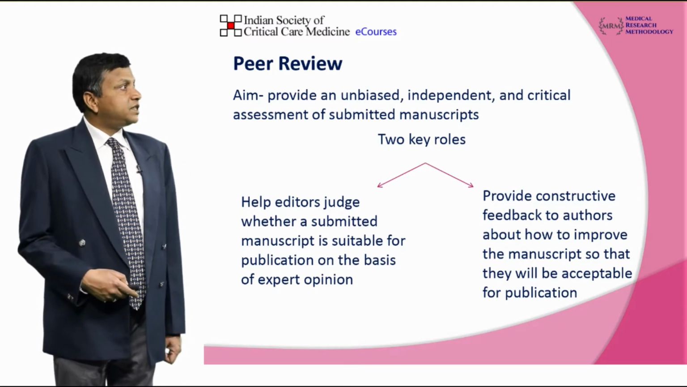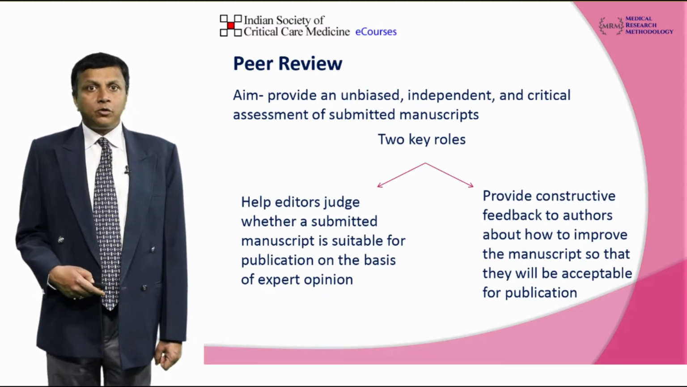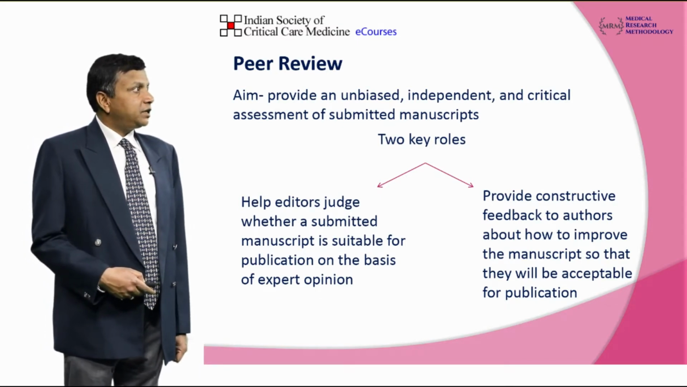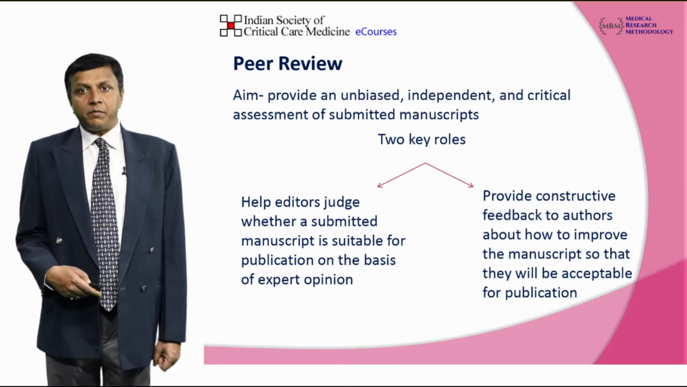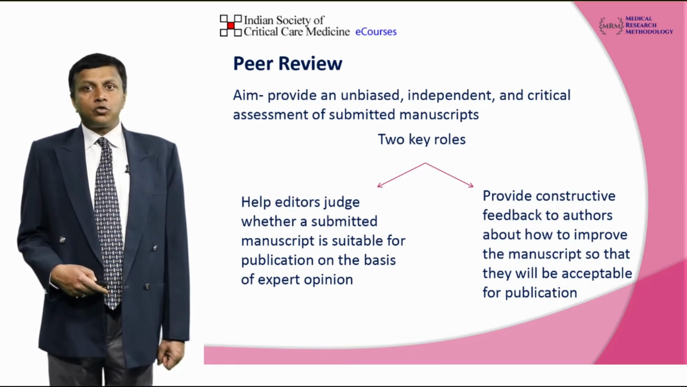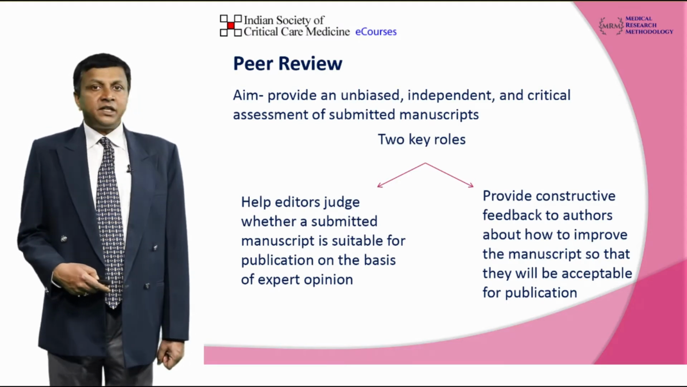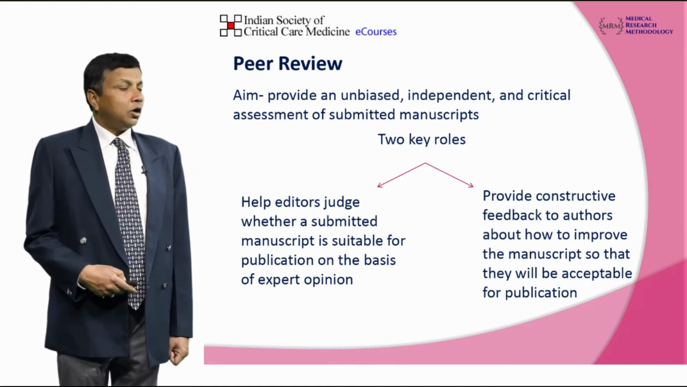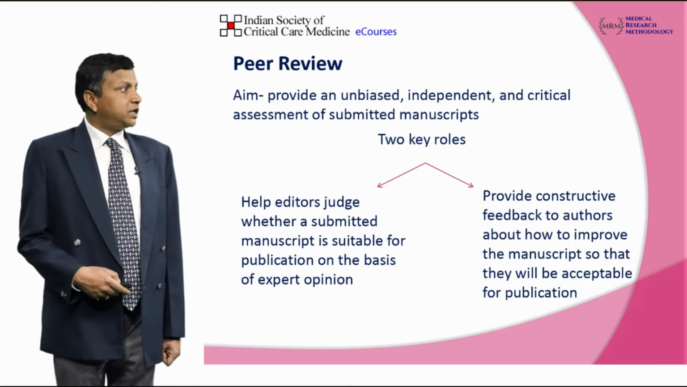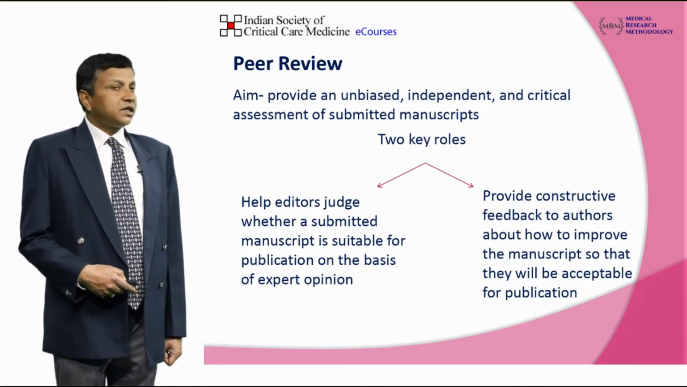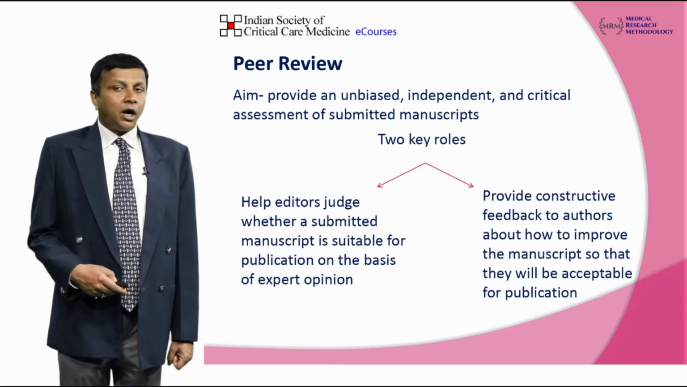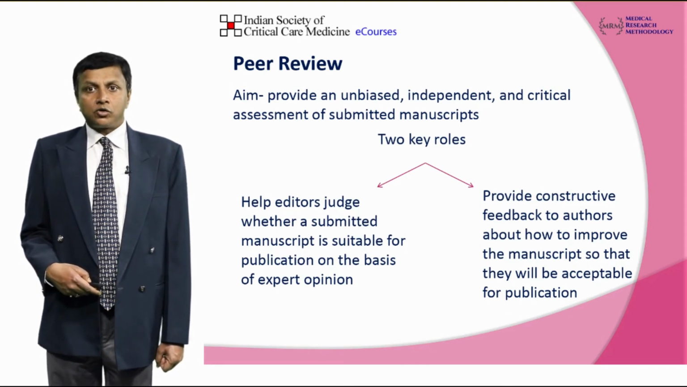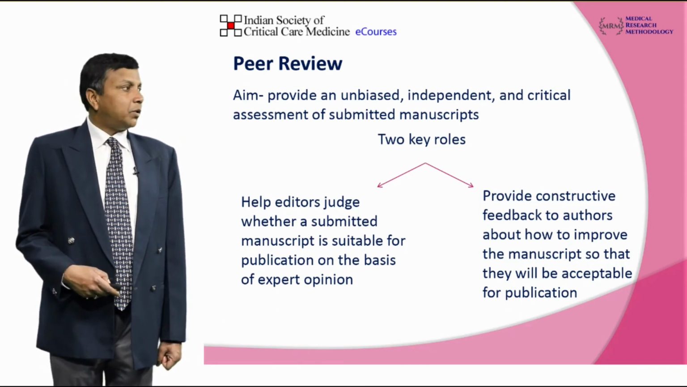Now, peer review is a very established process in any good journal. The aim of peer review is to provide an unbiased, independent and critical assessment of the submitted manuscripts. This subserves two key roles. One is that it helps editors to judge whether the submitted manuscript is suitable for publication on the basis of the expert opinion of the reviewers, and two, it provides constructive feedback to the authors about how to improve the manuscript so that it becomes acceptable for publication. So it serves twin purposes, and both of them are important for the journal.